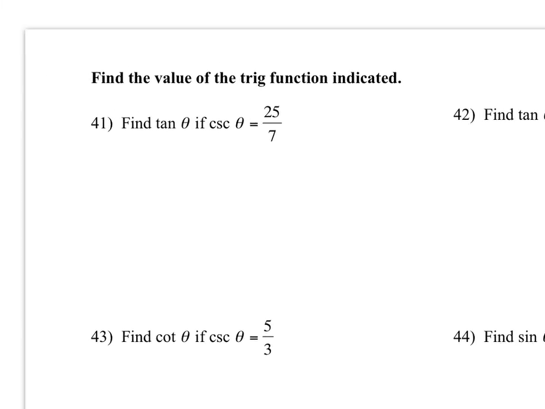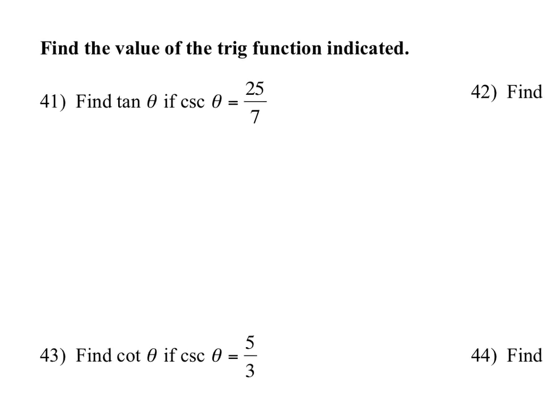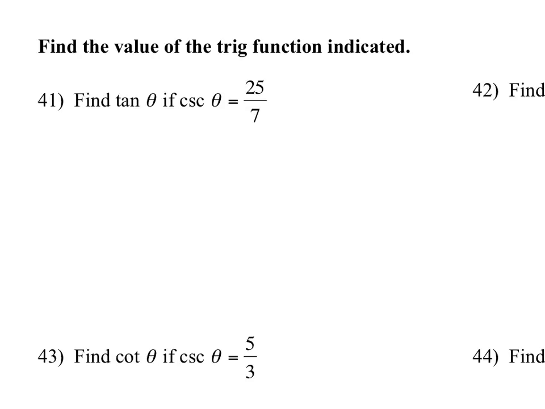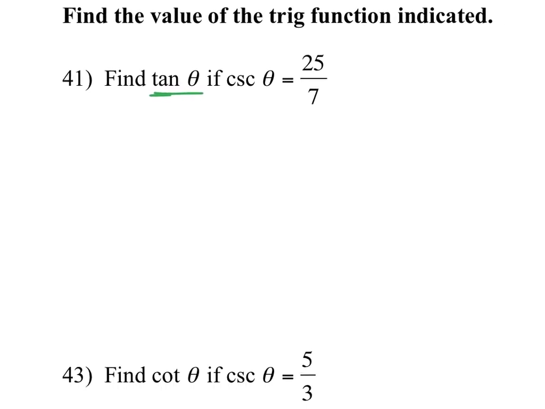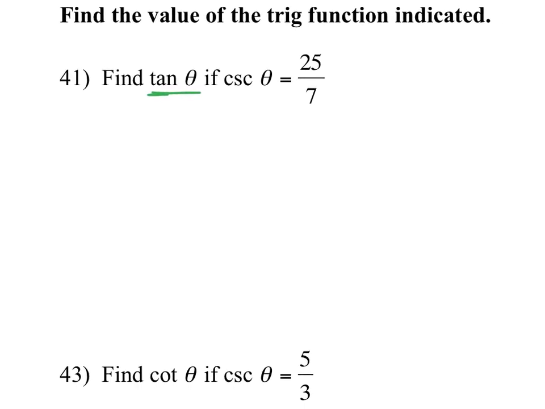Find the value of the trig function indicated. So here I want to find the tangent. I already know that the cosecant is 25 over 7. So you've got to do a little math here. This is what I like to call the hidden right triangle. You have to know that cosecant is hypotenuse over opposite. Remember, it's the reciprocal of sine. Since sine is opposite over hypotenuse, cosecant is hypotenuse over opposite.